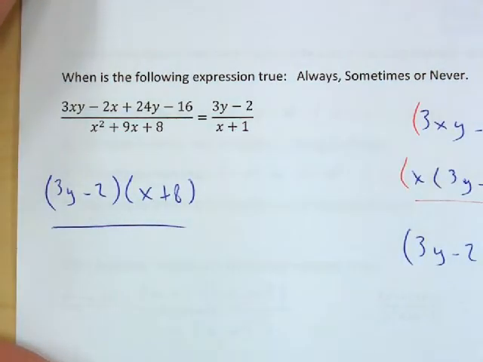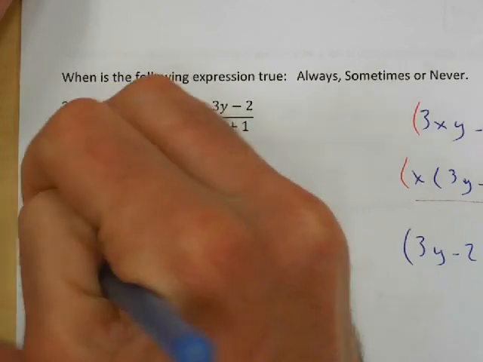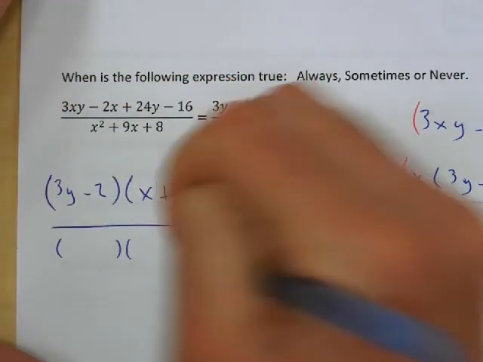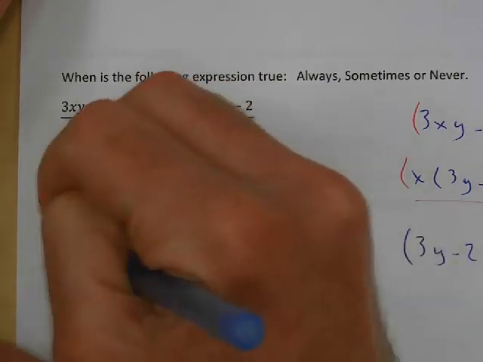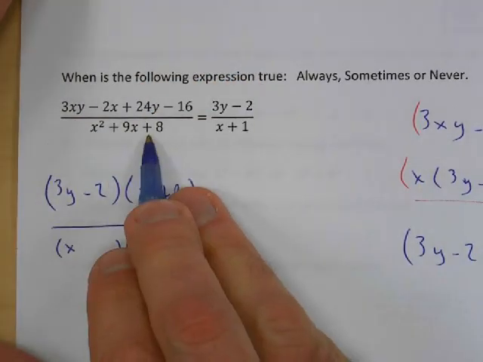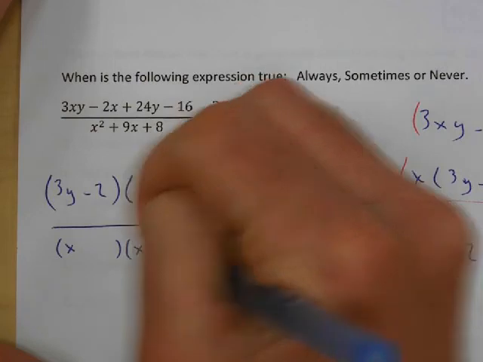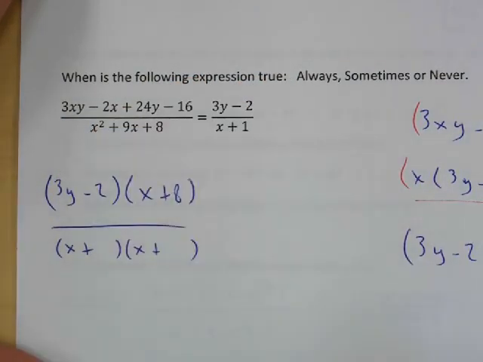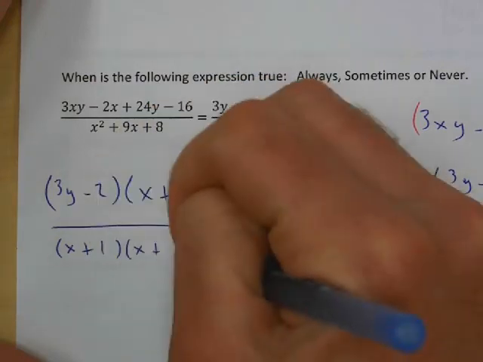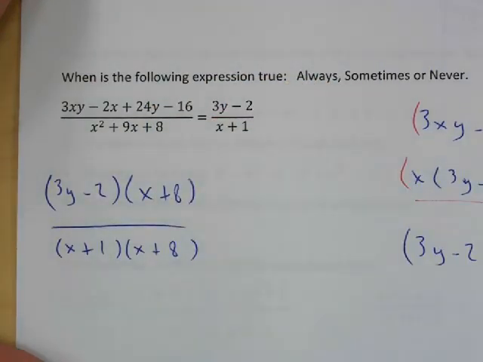over, and then how can we factor the bottom? Now we can probably just do that right here. I know it's going to be 2 binomials since this is a trinomial. I've got to have x and x to get x squared. My signs are the same, they're both positive, so plus and plus. And then what multiplies to 8 and adds up to 9? Well, 1 times 8.